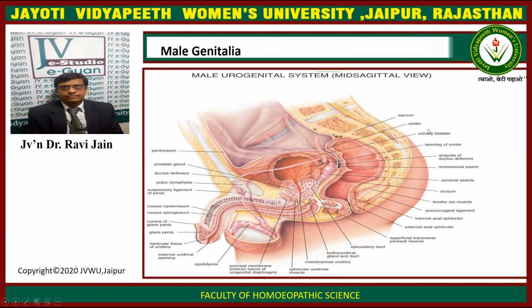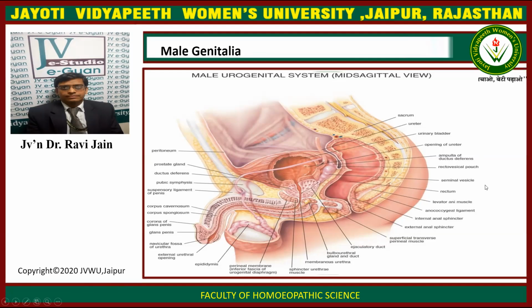We have the sacrum, ureter, urinary bladder, ureter, opening of the ureter. So this is important, the opening of the ureter. There is an opening of the ureter from which the urine comes from the kidney to the bladder.